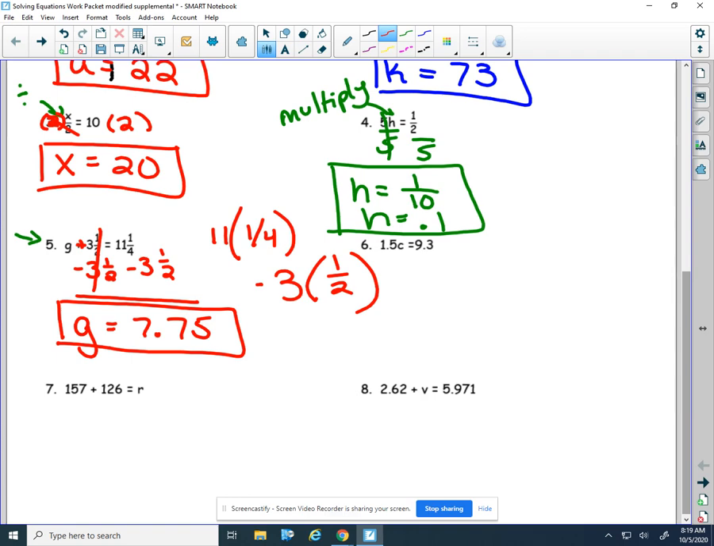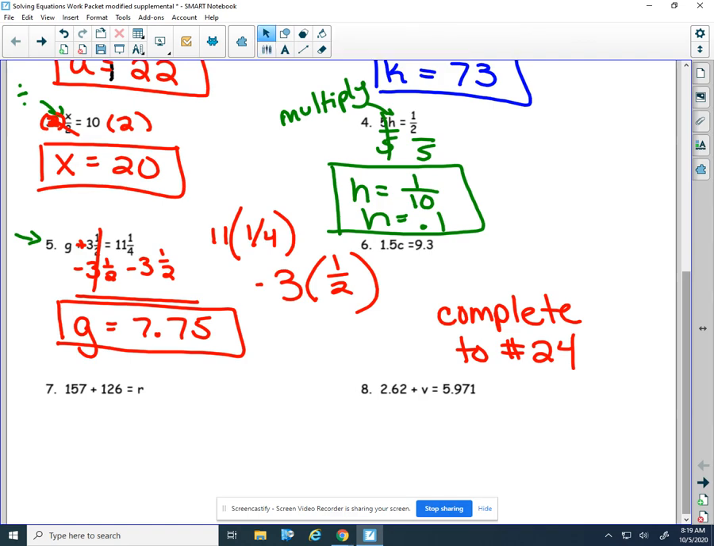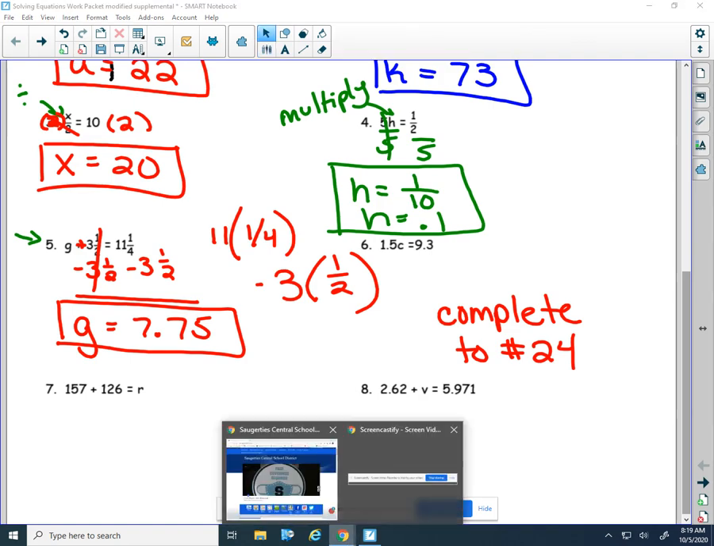For this section, I would like you to do up to problem 24. And as always, let us know if you have any questions.